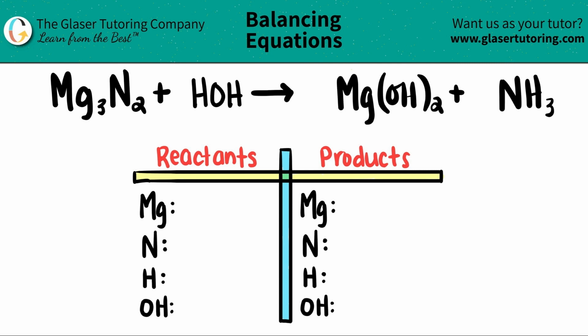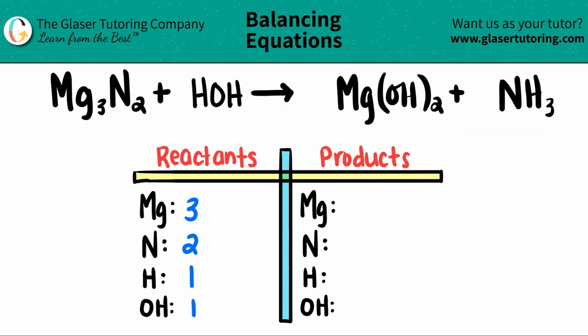Okay, so let's start numbering how many we have of each. For the magnesium, I see that I have a 3 here, so 3 magnesium. For the nitrogen, I have 2 nitrogen. I'm going to put a 2 here. And then when it comes down to HOH, I have 1 H, right? So 1 of these, and then 1 OH. So I'm going to have 1 and 1 of these.